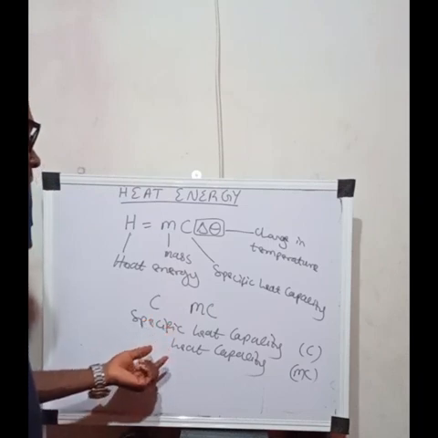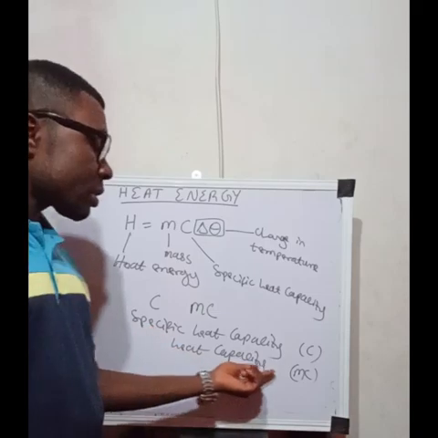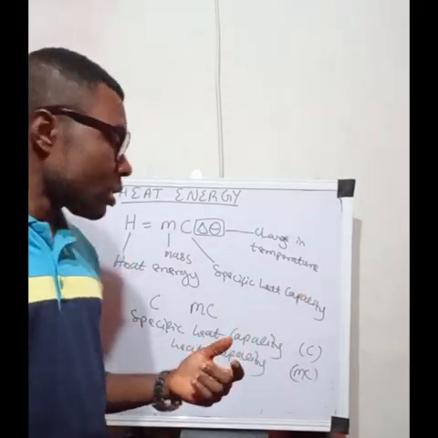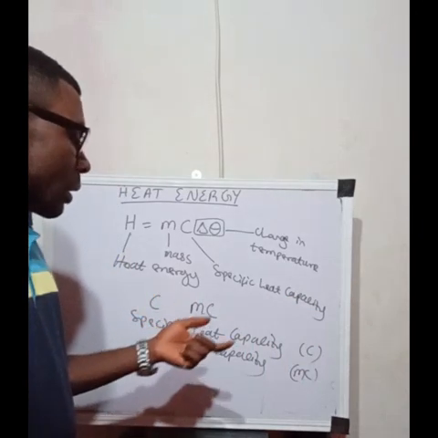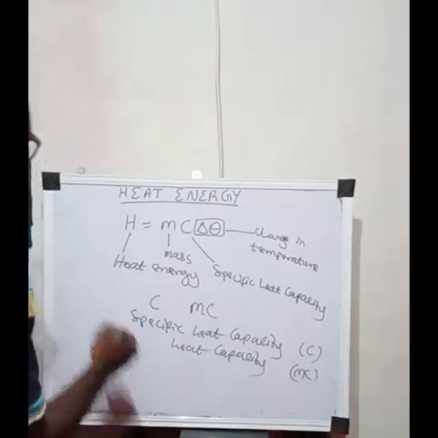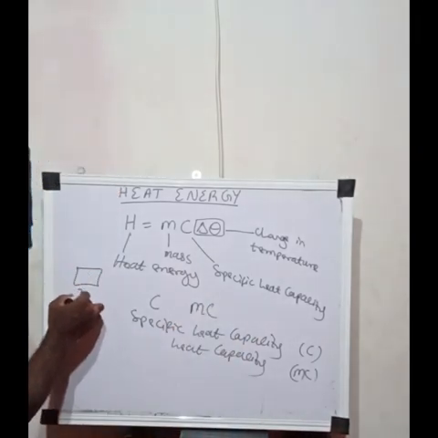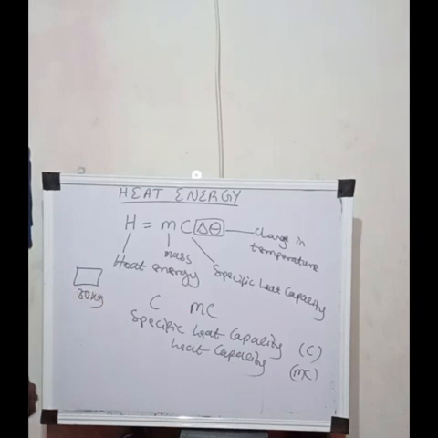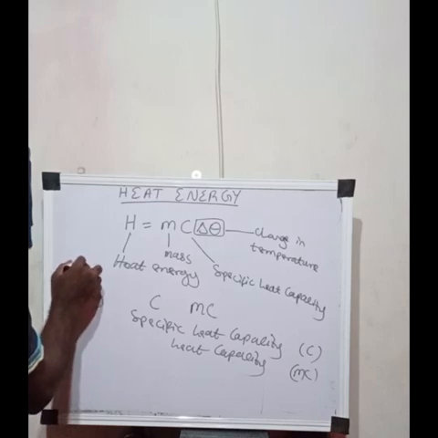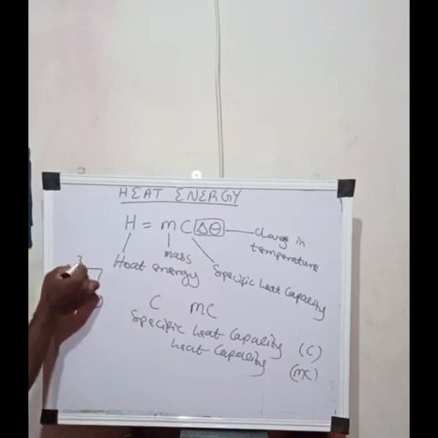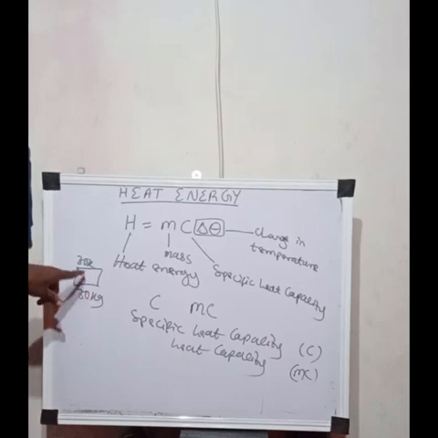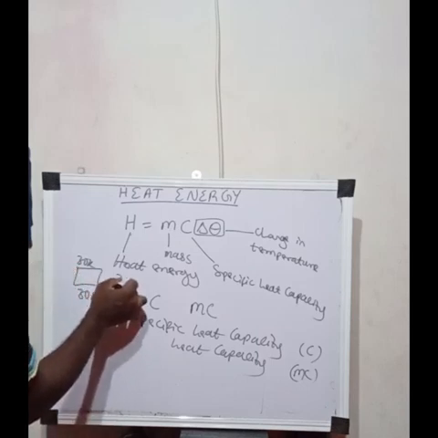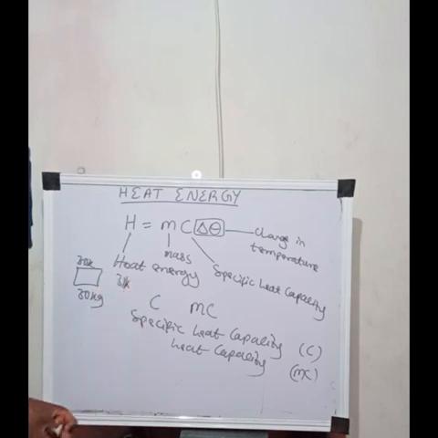We can say that heat capacity is the quantity of heat required to raise the temperature of a body by 1 Kelvin. What do we mean? If this is a body, let's say the mass of this body is 30 kg. Let's say the original temperature of this body was 30 Kelvin. The heat energy that is required to raise the temperature of this 30 kilogram body from 30 Kelvin to 31 Kelvin is what we refer to as heat capacity.